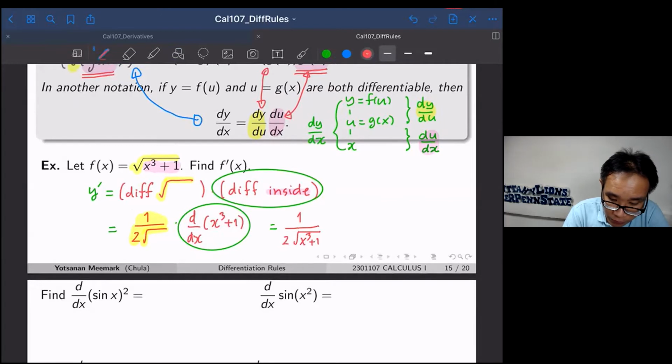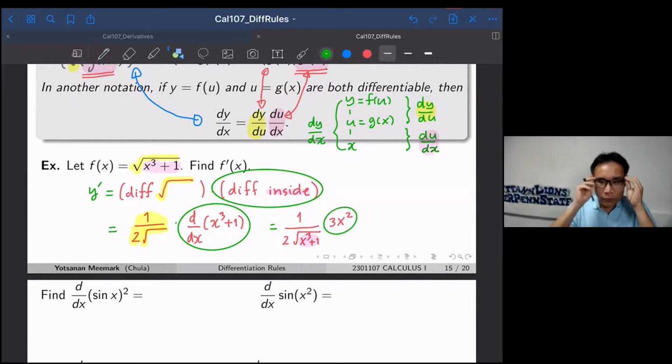And this thing is gonna be here, okay, and you multiply with the derivative of the inside, so it's gonna be 3x squared, and this guy is the green one, okay. So this one is called the chain rule, okay.